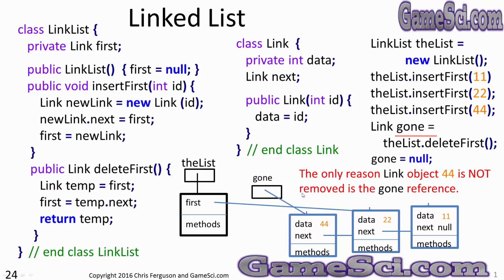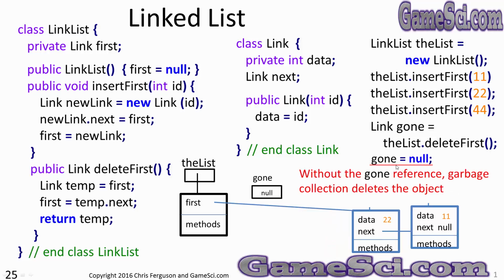If we don't need this object or we're done using this object, at this point we can allow garbage collection to delete it by setting gone equal to null. I just added this line of code to show you what happens when an object loses its last reference. Without the gone reference, garbage collection will go ahead and delete the memory that object was occupying. And you can see that the list.delete first successfully removed the 44 from the linked list.